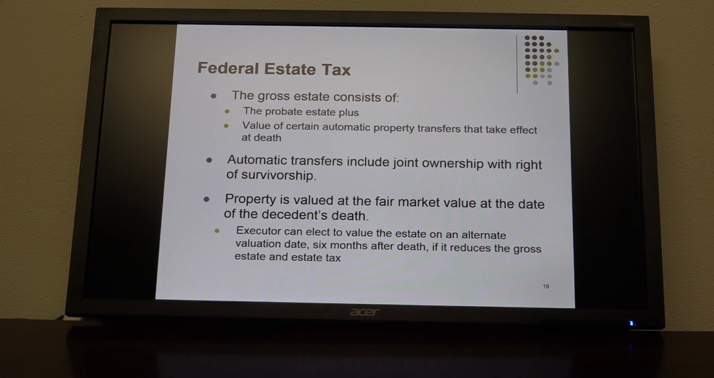All right, so anyway, back to this. The gross estate consists of the probate estate plus the value of certain automatic property transfers that take effect at death. And again, joint ownership is another thing. Let's say you own property jointly with another person. Half that property would be yours in your probate estate.